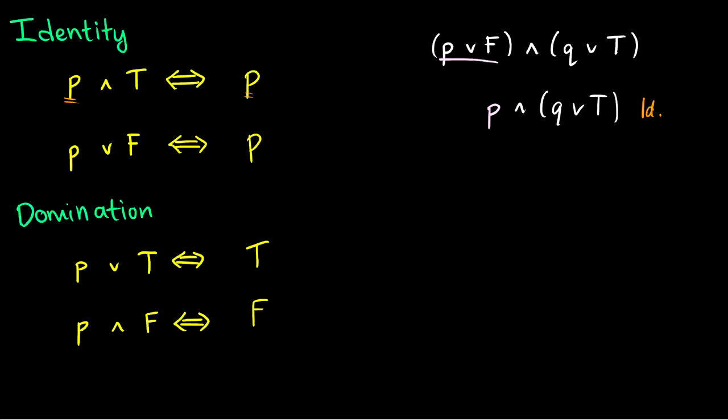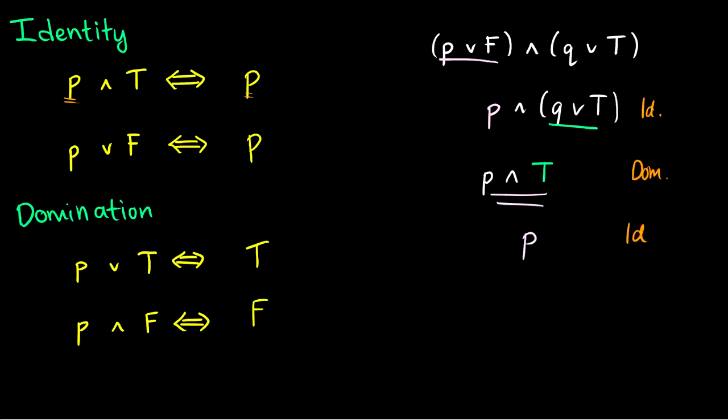Now let's do Q or T. So we'll have P and then what is Q or T? Well, this is the domination law, which means we're going to get true out of it. Now we're left with P and T. So what happens now? Well, we have an identity law that says that this is just equal to P. So this is the identity law.